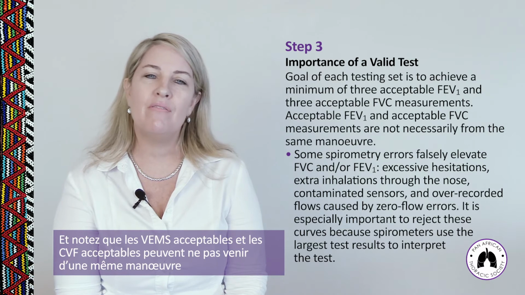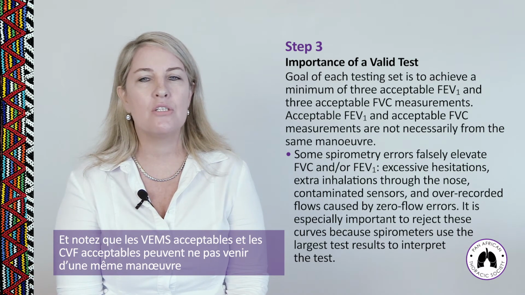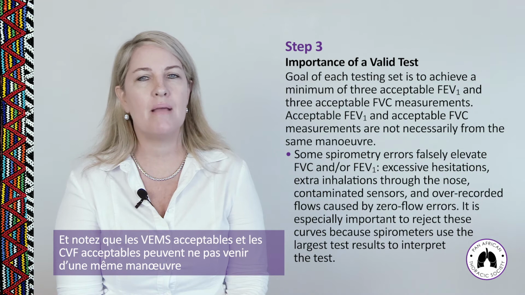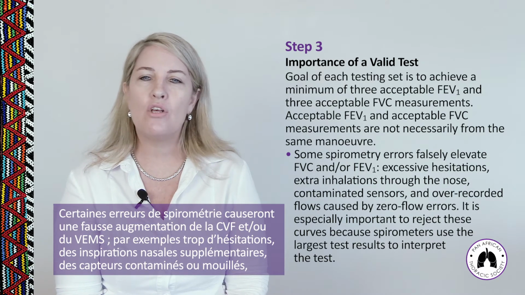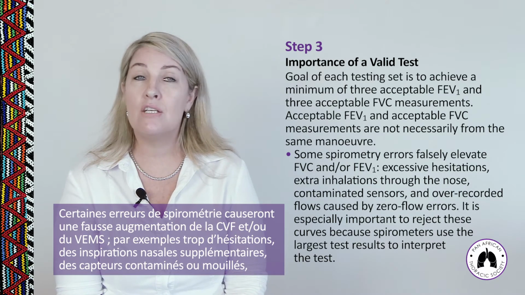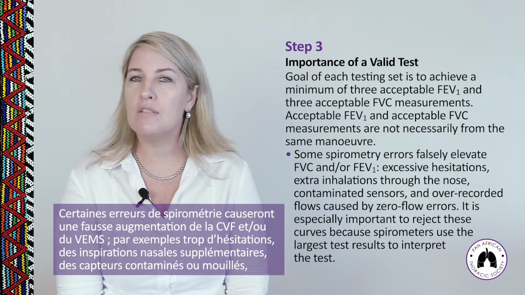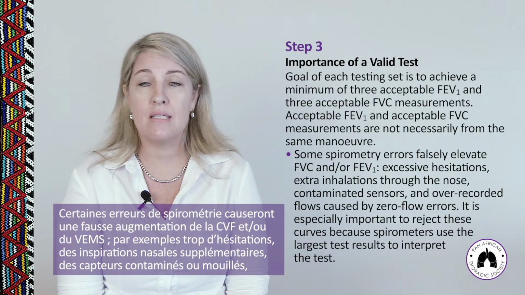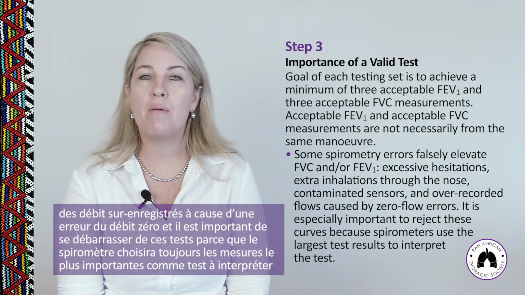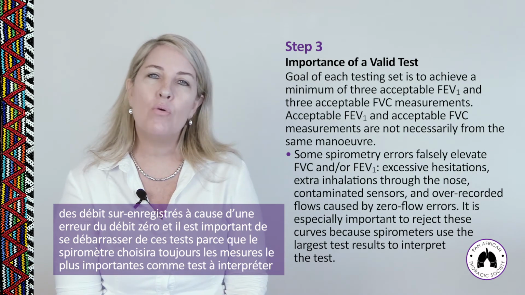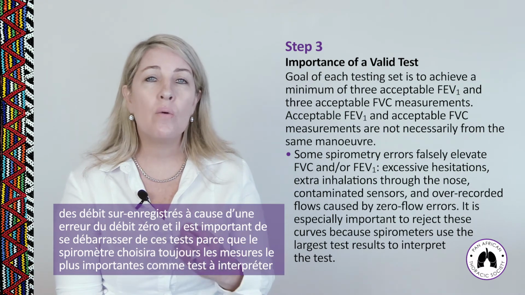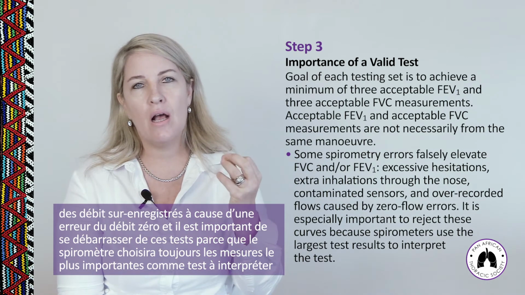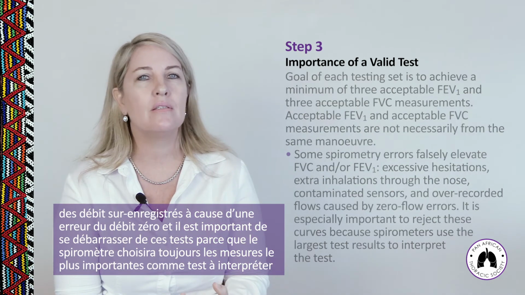Note that acceptable FEV1 and acceptable FEC measurements are not necessarily from the same maneuver. Some spirometry errors will falsely elevate the FEC and or the FEV1. For example, excessive hesitations, extra inhalations through the nose, contaminated sensors or wet sensors, over-recorded flows caused by zero flow errors. And it is important to reject any of these curves because the spirometers will naturally always use the largest test on record to interpret the test result.